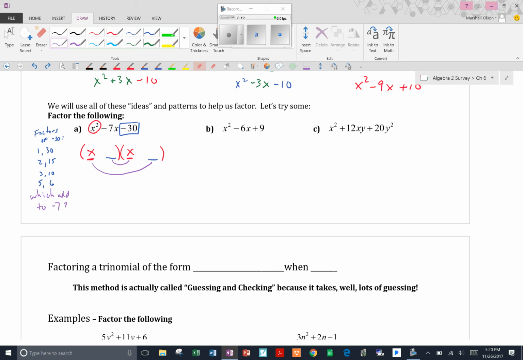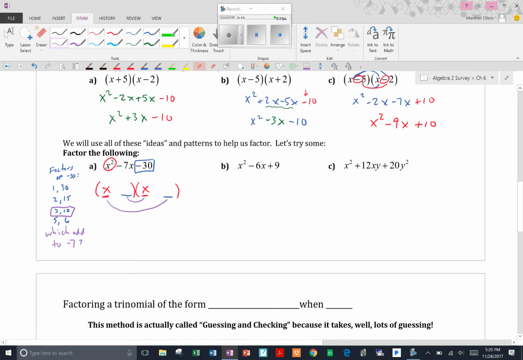Okay, so let's try. I don't think 2 and 15 is going to help us here. However, look at the 3 and the 10. They differ by 7. That's kind of your key thing right there. The 10 and the 3 differ by 7. So if you put the 10 and the 3 inside here, and it does not matter what order you put them in, but what matters, remember, is they have to add up to this negative 7.